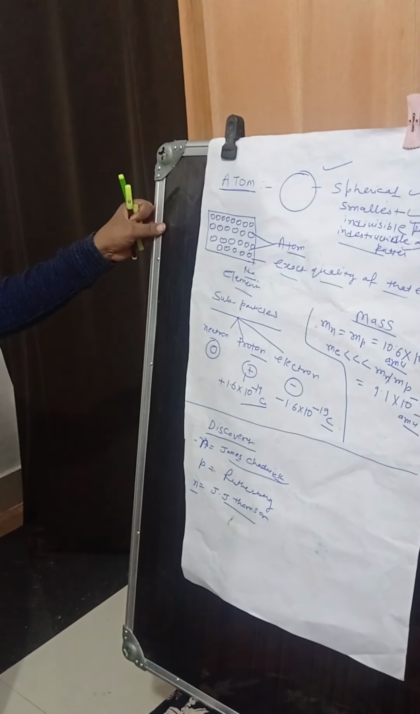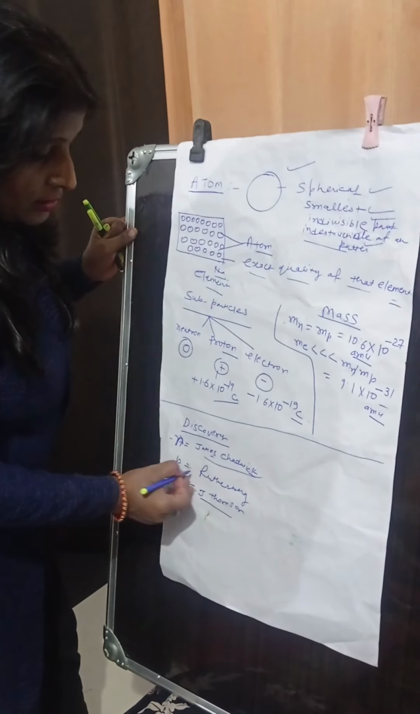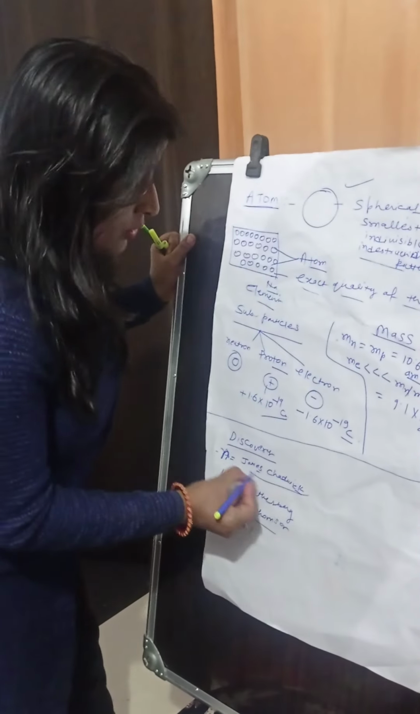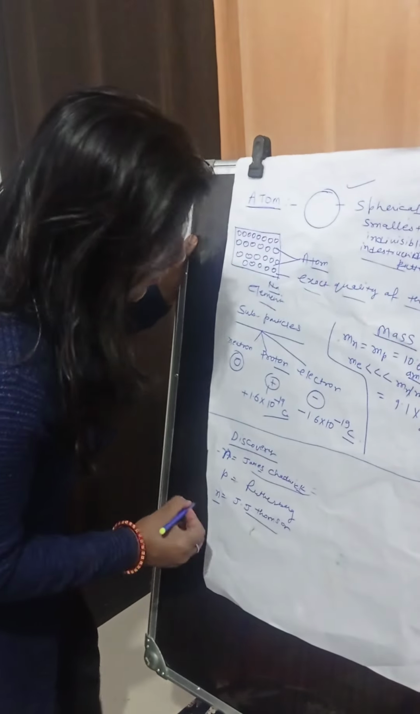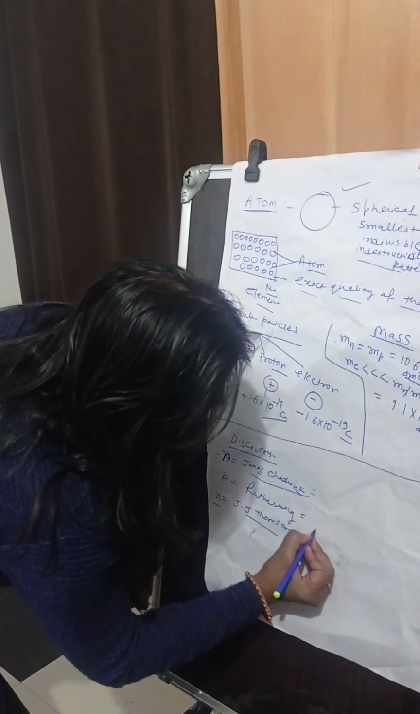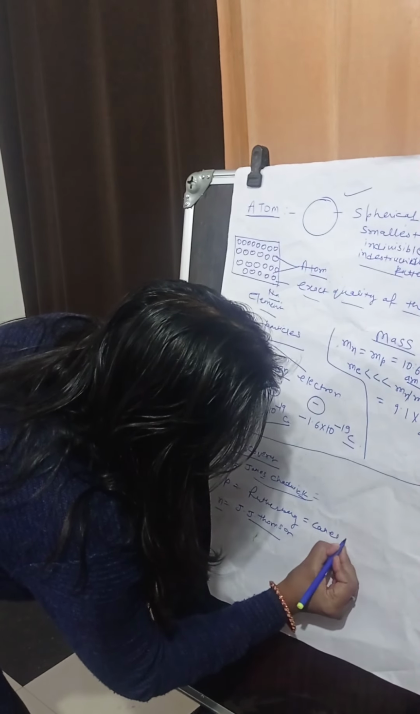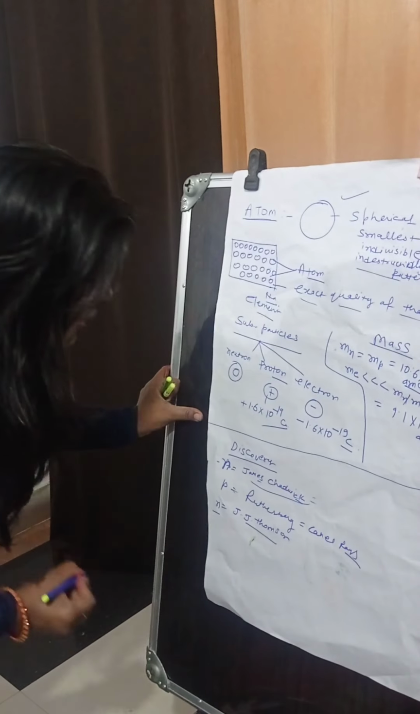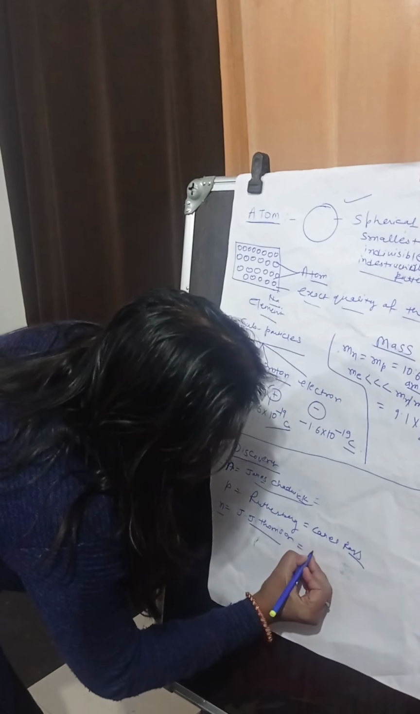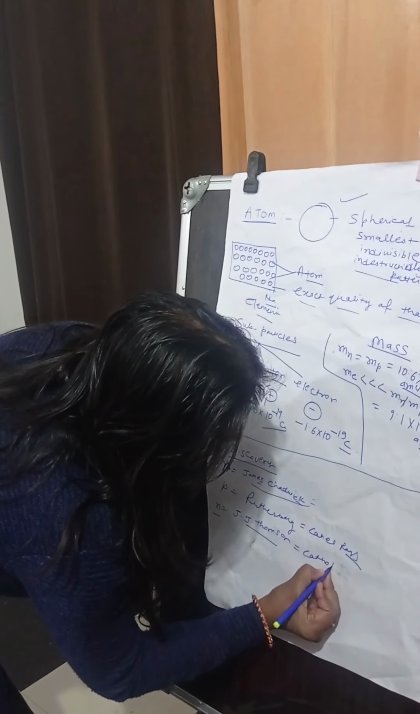These subparticles also have one more name. Neutron does not have any other name, but proton has one more name, that is canal rays. And electron has one more name, that is cathode rays.